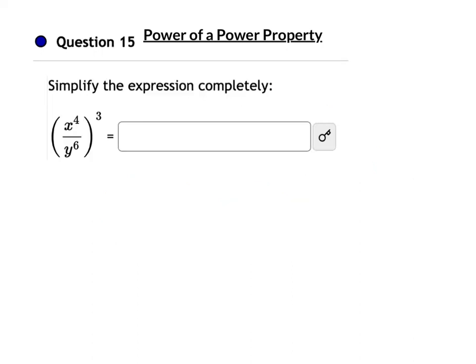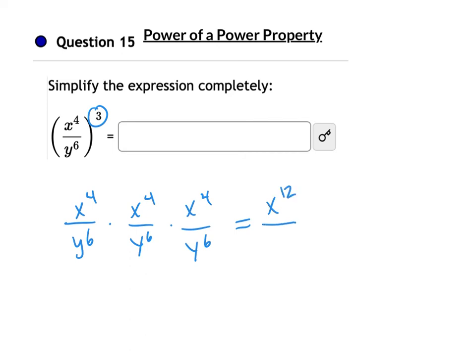Students take a question like this and they always want to think, oh, it's different. It's a fraction. It's got to be a lot harder. But it's not. Of course, you could do it this way. You could say, oh, that's x to the fourth over y to the sixth times x to the fourth over y to the sixth times 3 of them, x to the fourth over y to the sixth, 3 of them because it's cubed. And x to the fourth times x to the fourth times x to the fourth, you're multiplying, you add your powers, is x to the 12th. Y to the sixth times y to the sixth times y to the sixth, straight across, you're adding your powers because you're multiplying. That's 18. And this is your answer.